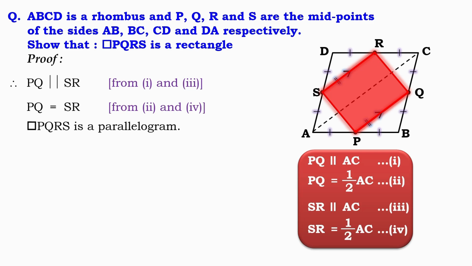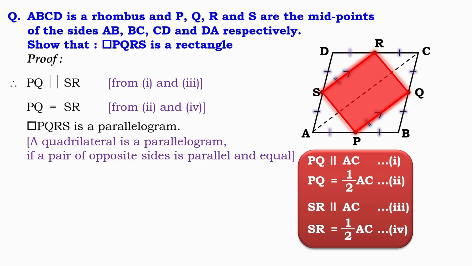Correct. Now why can we say that it is a parallelogram? Because we know that a quadrilateral is a parallelogram if a pair of opposite sides is parallel and equal. So we can similarly prove, if we draw a diagonal DB, that RQ is parallel to SP and also RQ is equal to SP. So the pair of opposite sides are parallel and equal. That's why PQRS is a parallelogram.